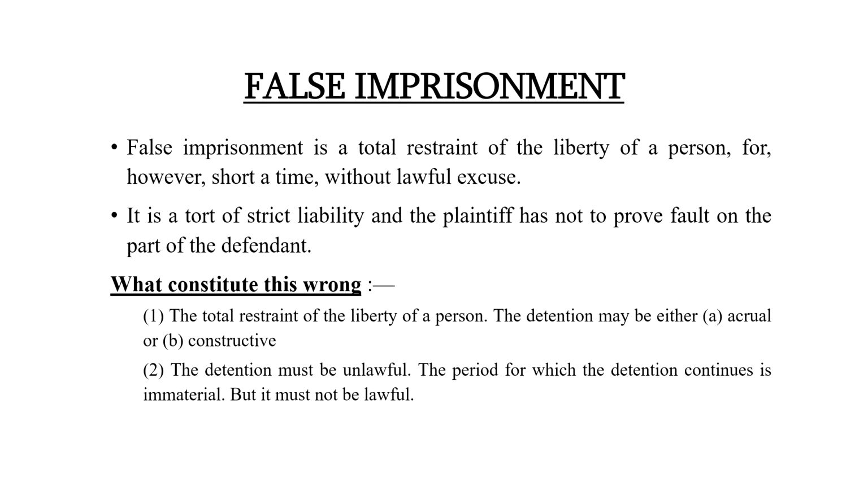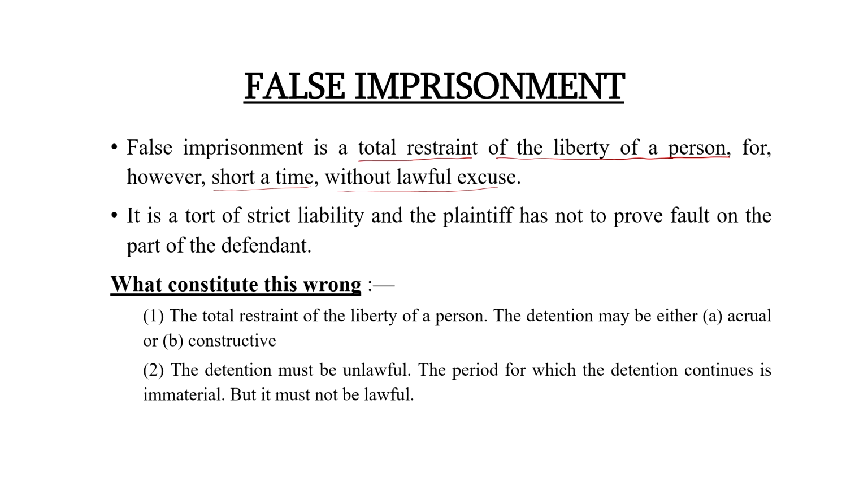Now, false imprisonment is a kind of tort where a person is restrained in a place, his liberty is restrained. So, false imprisonment is a total restrainment, that is very important. There cannot be a partial restrainment, it is total restrainment of the liberty of the person. So, false imprisonment is a total restrainment of the liberty of a person for a short time without a lawful excuse.